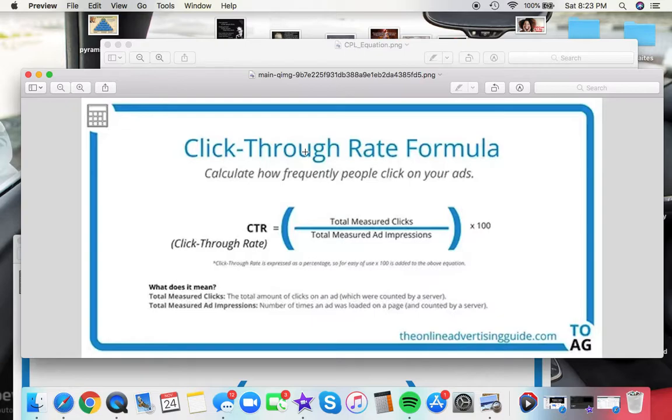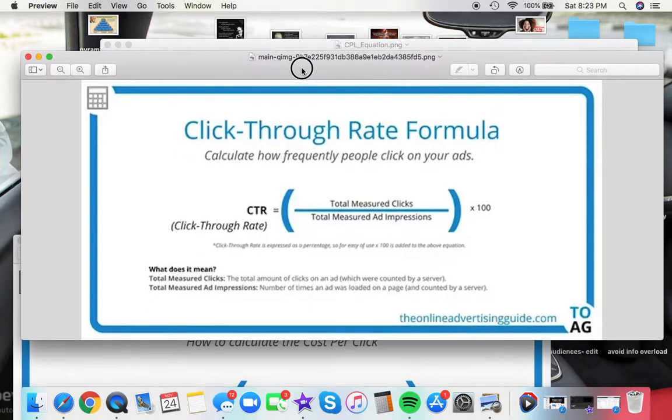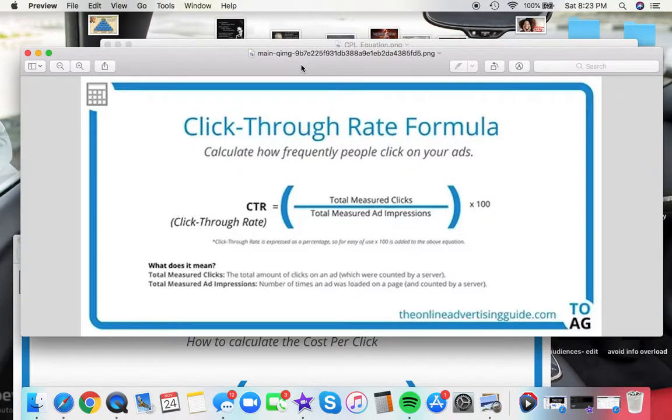Red light means we turn the ad off. Yellow light means let it run. Green light means scale it or duplicate the ad. So let's go ahead and look into the definition of these things, that way, when I hop into the ad set, you guys know what I'm talking about. So let's start with click-through rate.